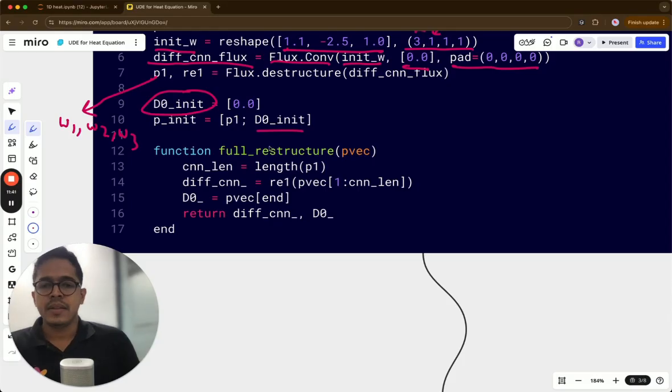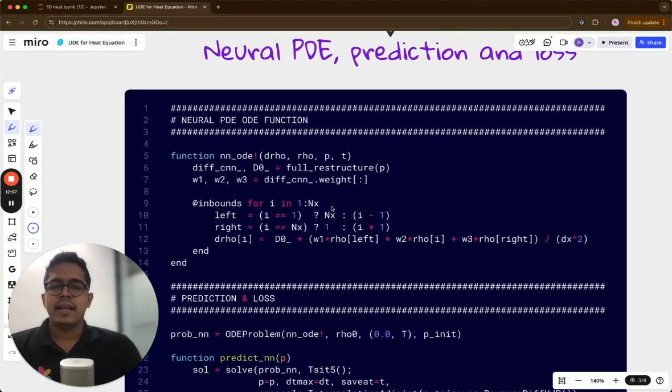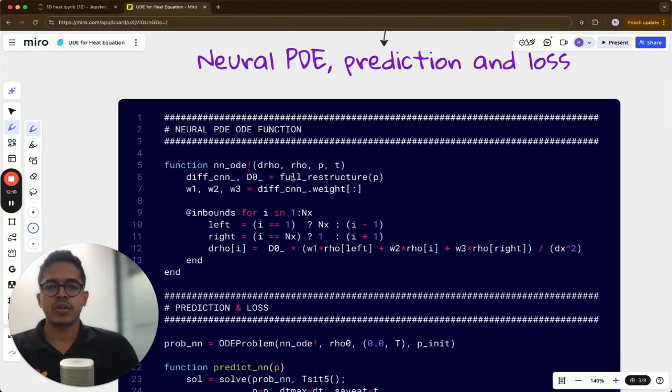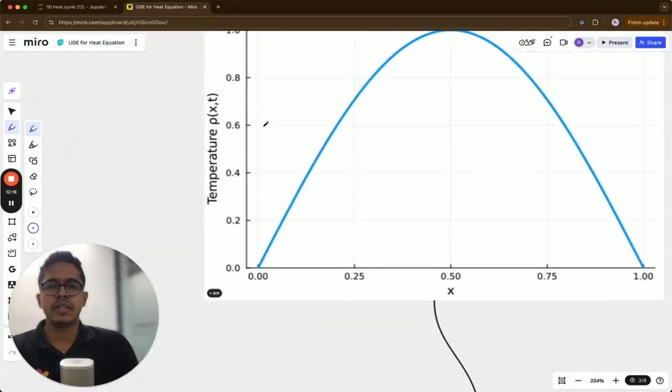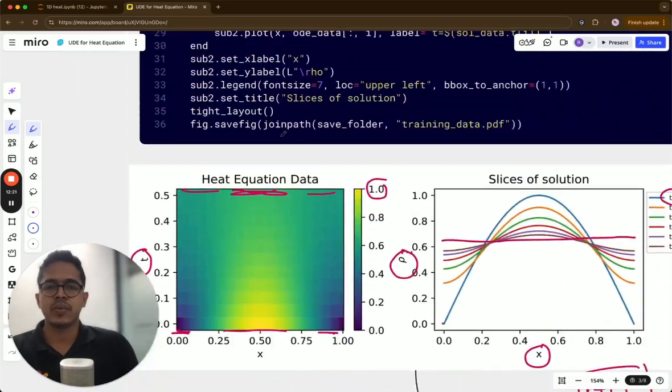And then this is a restructuring function. Here we were destructuring. So we are defining the length of the parameter vector, which is 3. Then we are converting that into a format that we can use later in the loss function calculation. So D0 will be used in the loss function, and the restructured diffCNN also will be used later for making predictions. Then let's see the predictions, neural PDE structure and the loss. So here, NNODE has pretty much the same structure as that of the ground truth simulation function. In the ground truth simulation function, this was what we used.